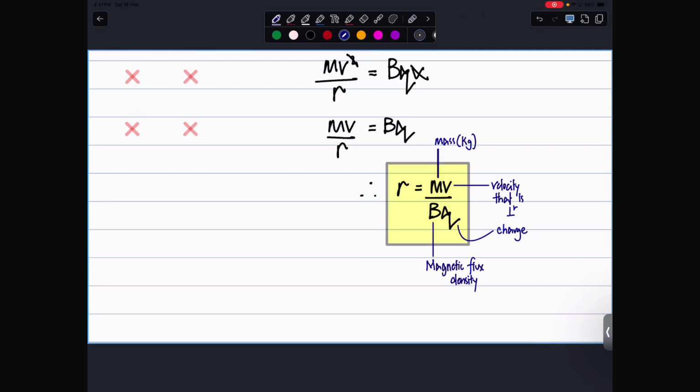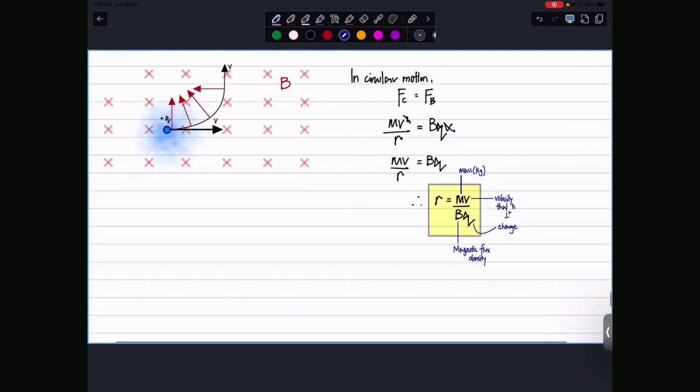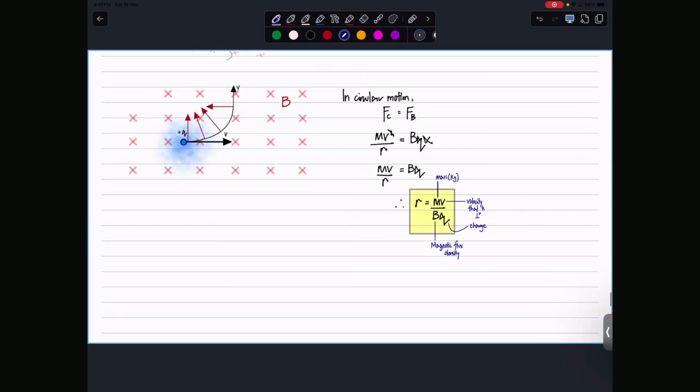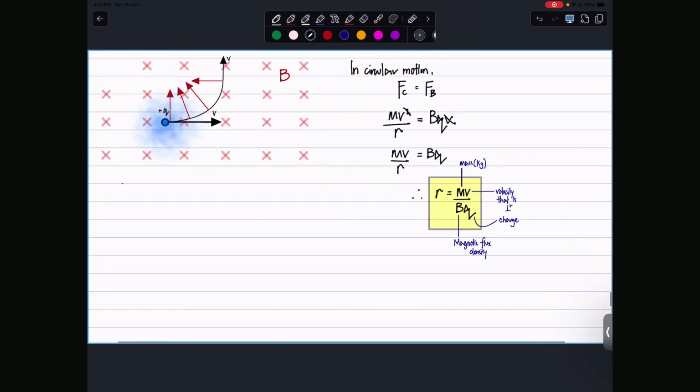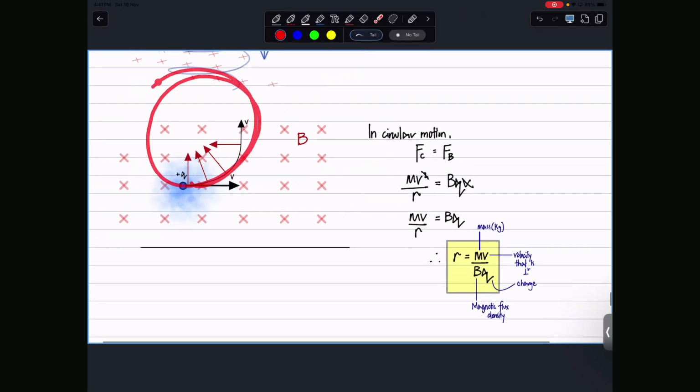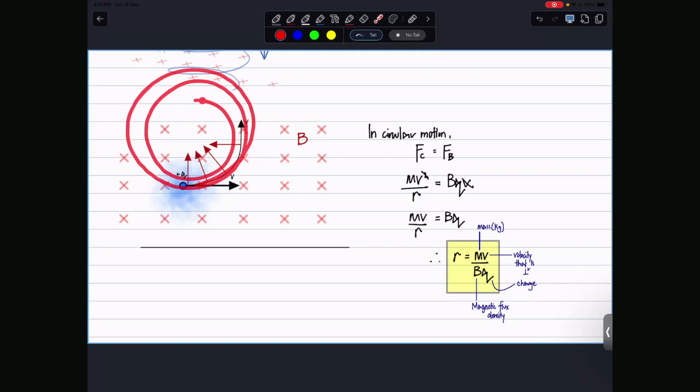And there was another thing that came up sometime back, but it may come again: as the particle spirals, how does the time period change if the particle starts to spiral at different radii? Let me explain when this happens.